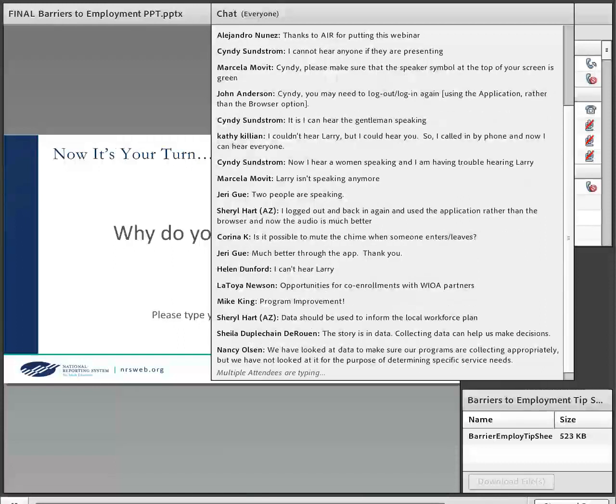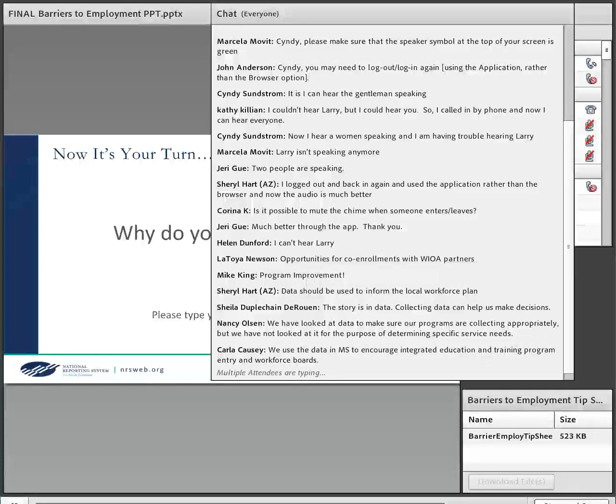Cheryl shared data should be used to inform the local workforce plan. Great. The story is in the data. Oh, I like that. Collecting data can help us make decisions. Nancy shared we have looked at data to make sure our programs are collecting appropriately, but we have not looked at it for the purpose of determining specific service needs. Great. And so now perhaps looking a little bit more carefully at barriers to employment, you'll be able to do that.